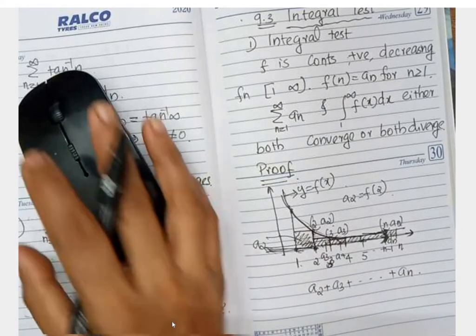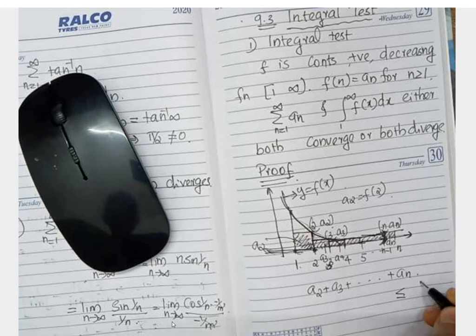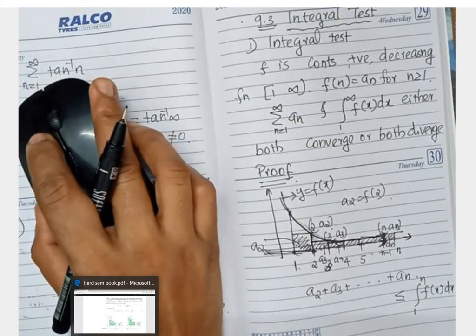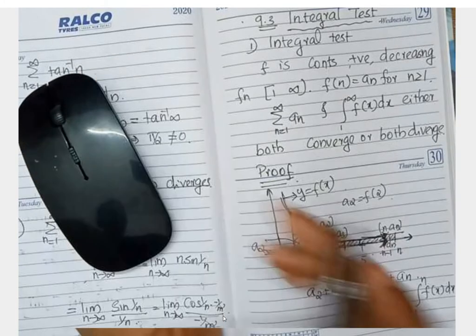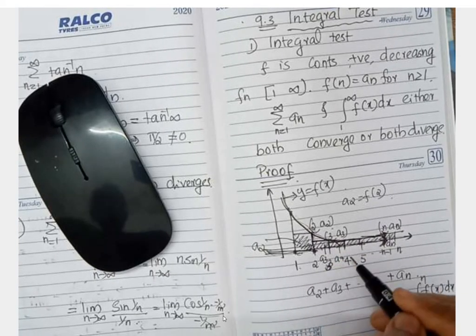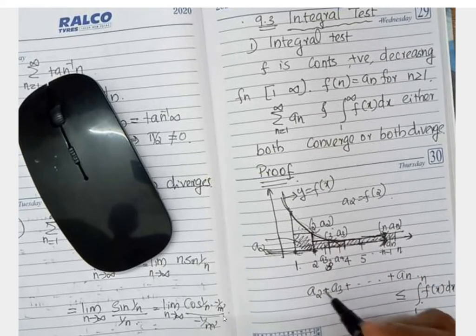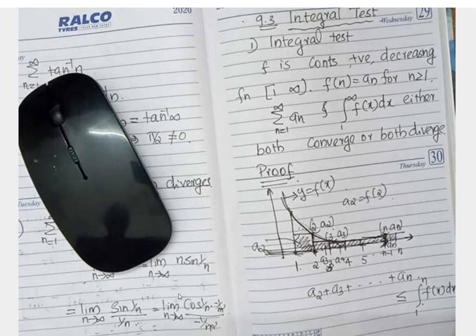This area must be less than or equal to the integral from 1 to n of f(x) dx, isn't it? Is it correct or not? Yes, it is correct. Why? The integral means the area under the curve, so this part is not included in our summation. So A2 plus etc. is always less than or equal to the integral from 1 to n of f(x) dx.